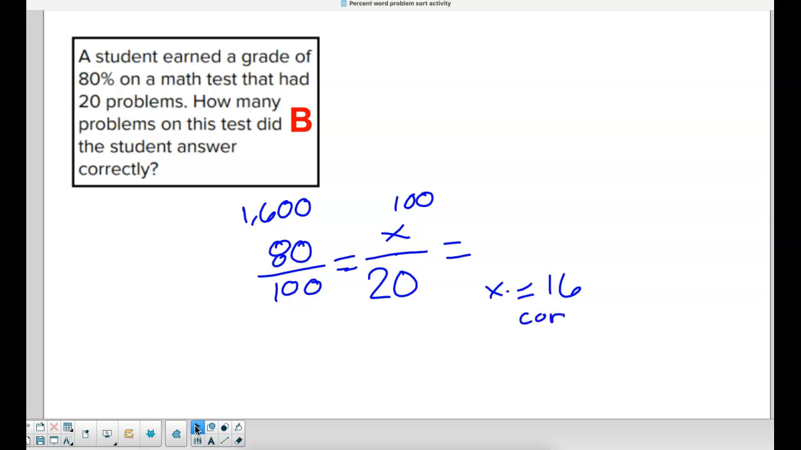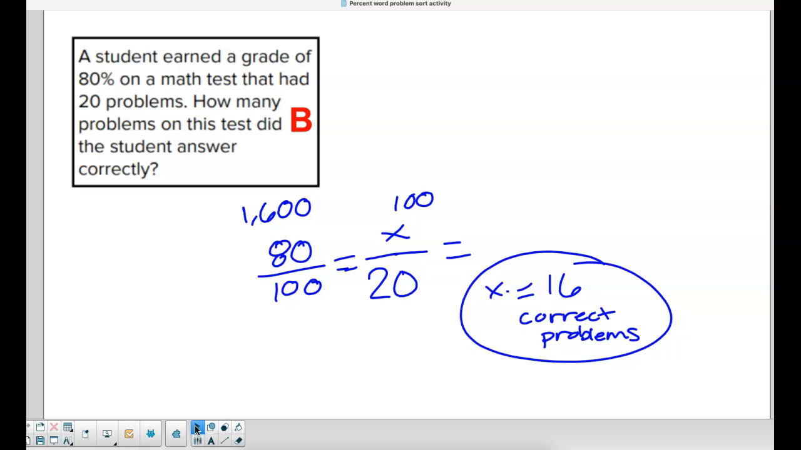60. Ella's the only one up there. It's so sad. Good. She even labeled her answer. 16 correct problems. Okay, so the student answered 16 correctly.